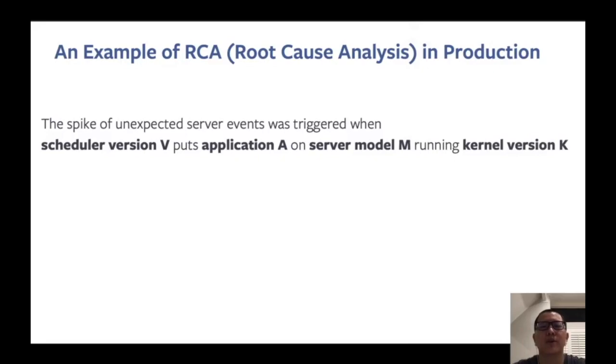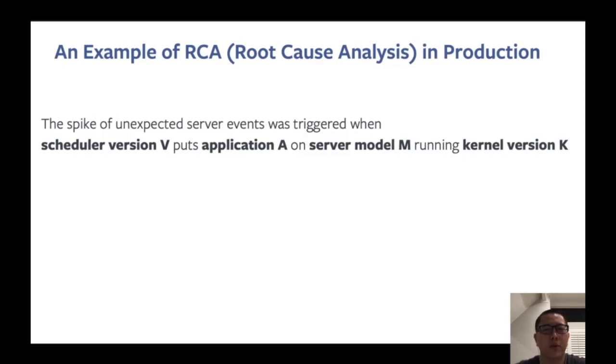So what does root cause analysis really mean in production? Let's look at an example. Let's say we found that the spike of unexpected server events was triggered by or when scheduler version V puts application A on server model M that are running kernel version K.